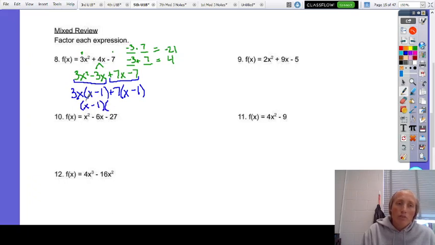And then my leftovers from that are the 3x plus 7. And so that is my factorization. We can throw an f of x in the front here to show that function. That is a 7 there.